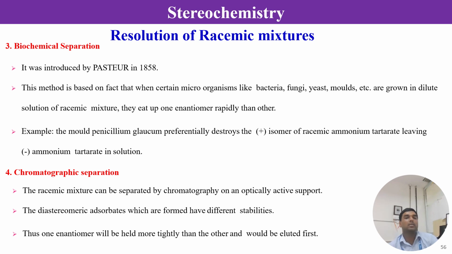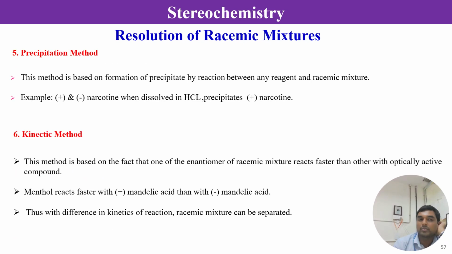And then column chromatographic separation. This racemic mixture can be separated by chromatography on an optically active support. The diastereomeric adsorbates which are formed have different stabilities. The enantiomer that is held less strongly will be eluted first.